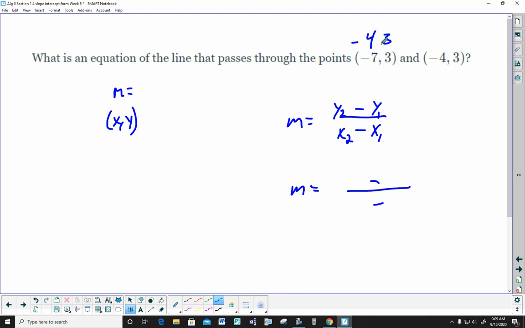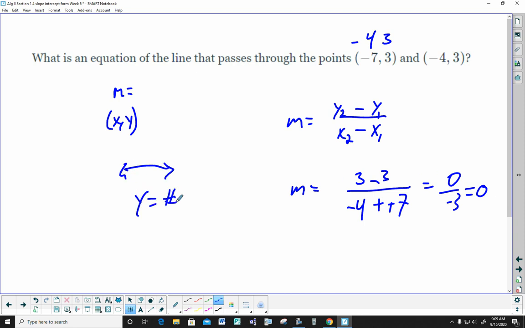These are your y values, so 3 and 3. Your x values, -4, -7. This goes plus, so I get 0 over -3, which is worth 0. And we just got done saying, if it has a slope of 0, it's a horizontal line. All horizontal lines, the equation looks like y equals some number. Well, what's the y value? 3.